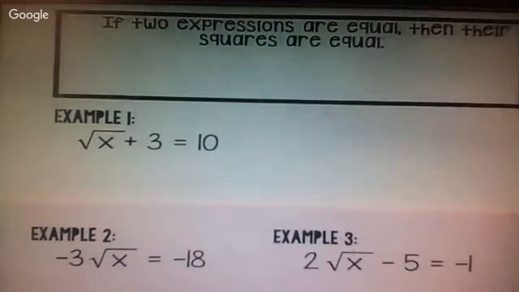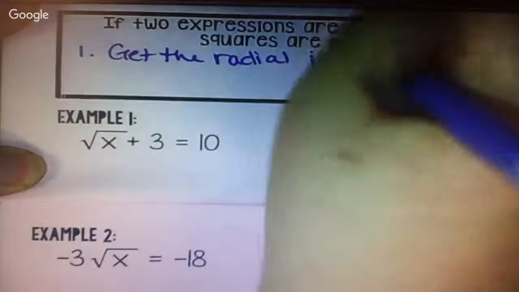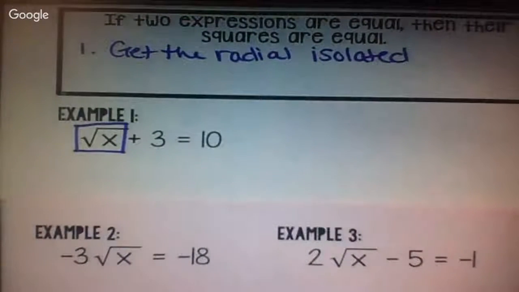Okay. So, to solve a radical equation, the first thing you have to do is get the radical by itself. Okay? So, we're going to put steps up here. Get the radical isolated. Let's use some big words. Isolated. Okay. So, what I just boxed in, I want it to be all by its little lonesome.